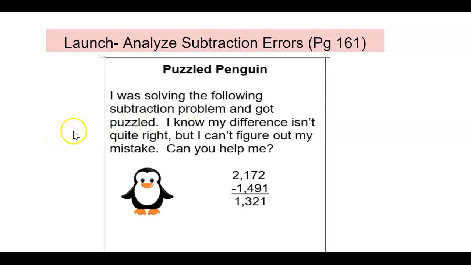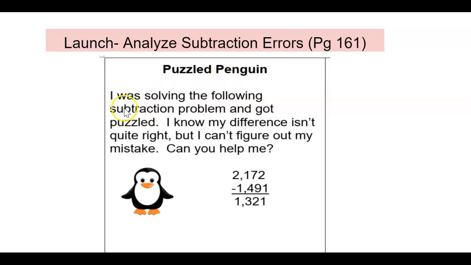So for this next problem, this is on page number 161 of your book, page 161. We're going to analyze this problem to find out where a mistake was made. Go ahead and turn to page 161 in your math binder and be prepared to help solve the problems inside of your binder. I'll go on and read the problem.